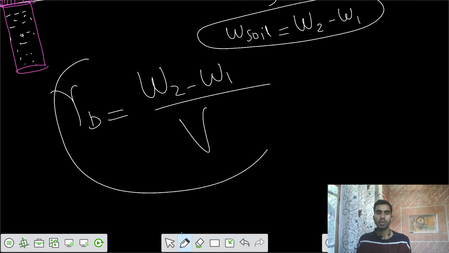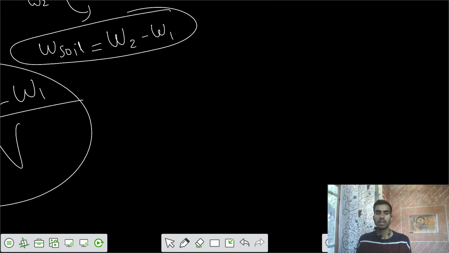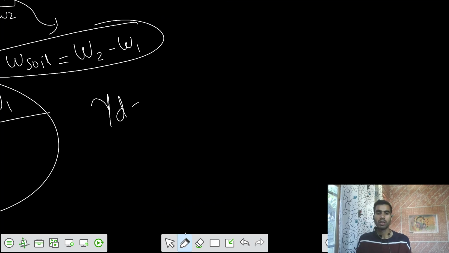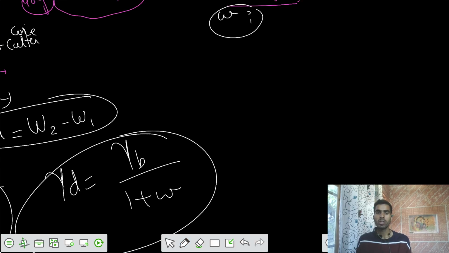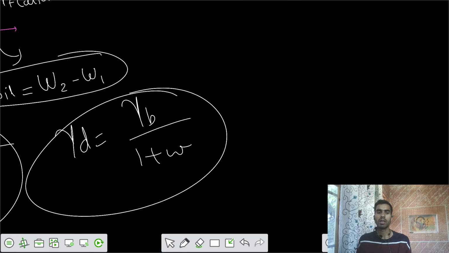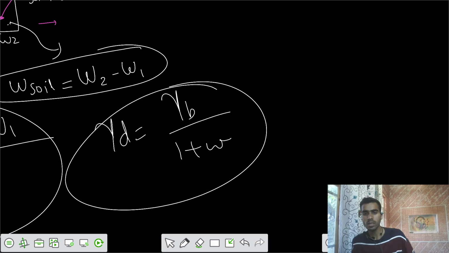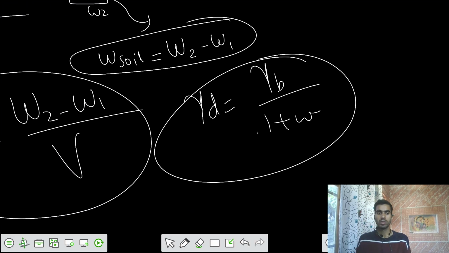So you get the bulk unit weight, and from that you can get the dry unit weight based on the equation that we have, using the water content you calculated. You can solve for the dry unit weight of that soil. So this is the method we have.